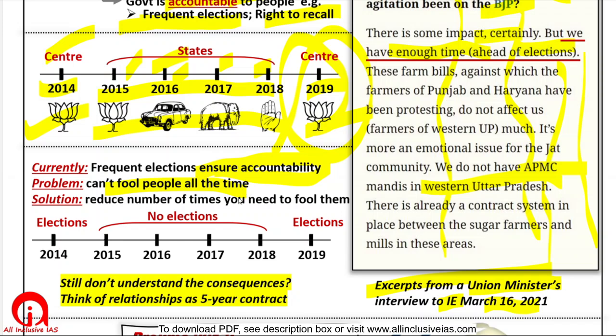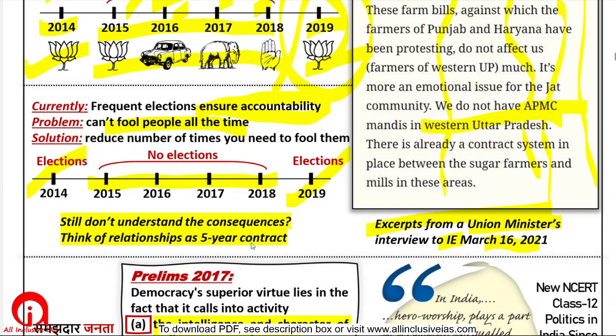So the solution is simple, that you don't conduct elections. Conducting election should not be the aim of democracy. So you conduct election in 2014 and in 2019. If you still don't understand the gravity of the situation, think like this, that you are in an abusive relationship, right? And your partner knows this, the partner abuses you. You can't get out of that relationship, you can't walk out, because there is a 5-year contract. Before 5 years you can't end the relationship.